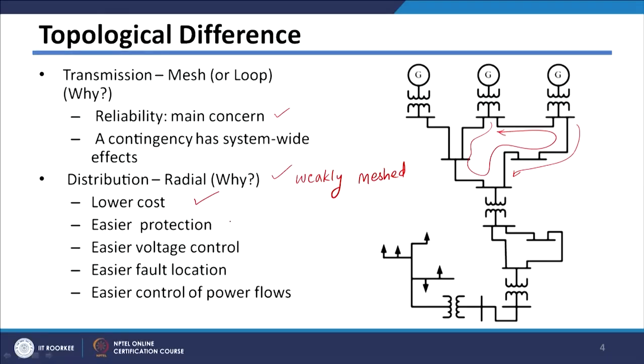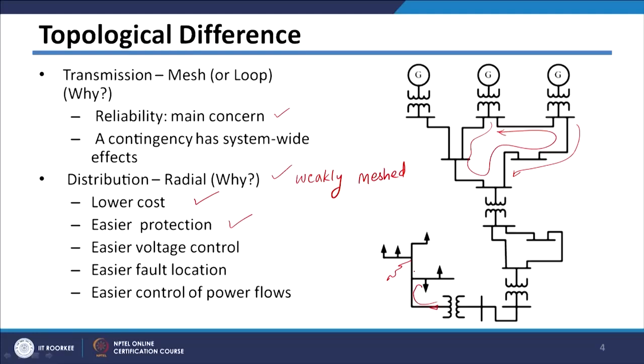It is easier to protect, so the protection system will be cheap as well as easy, because you know that in the radial system, the current will have only one direction. So, whenever a fault occurs at some location, the current will be fed from only one direction to the fault. In that case, your protection will become easier.